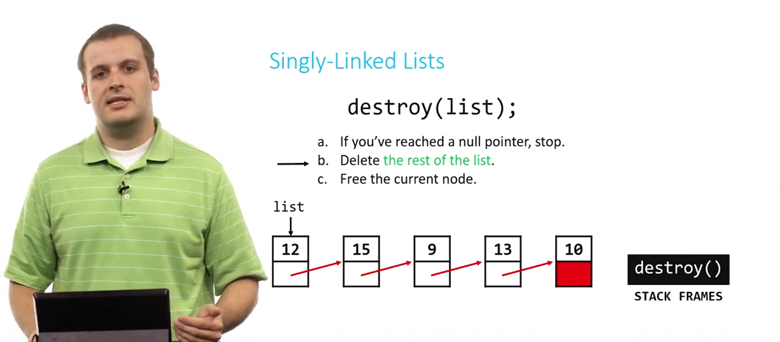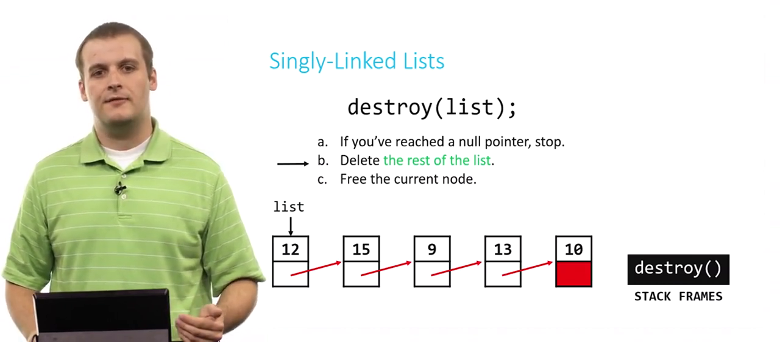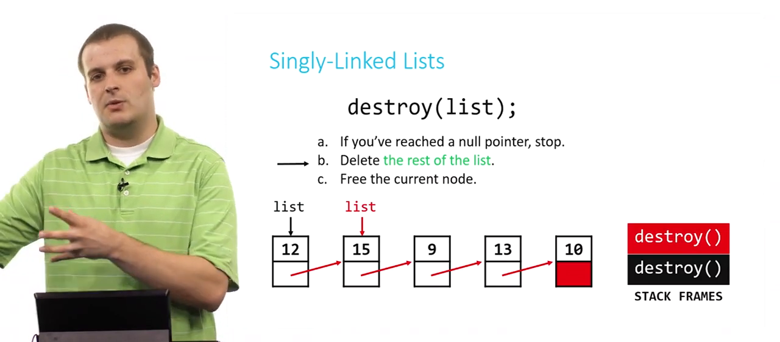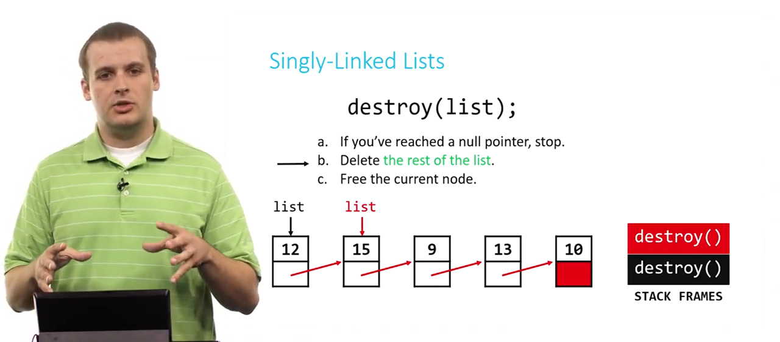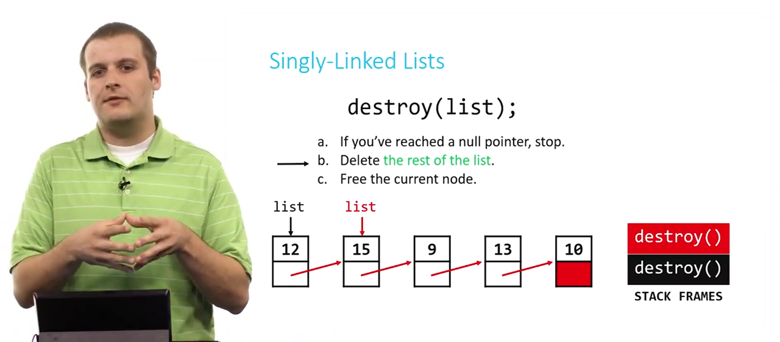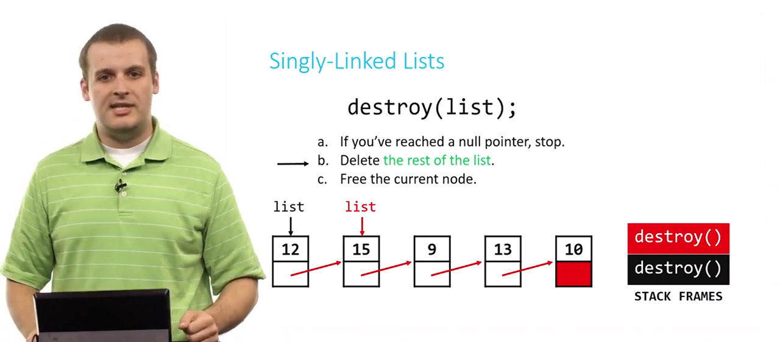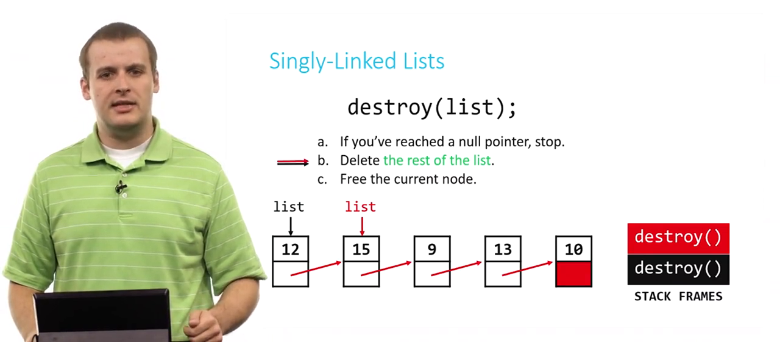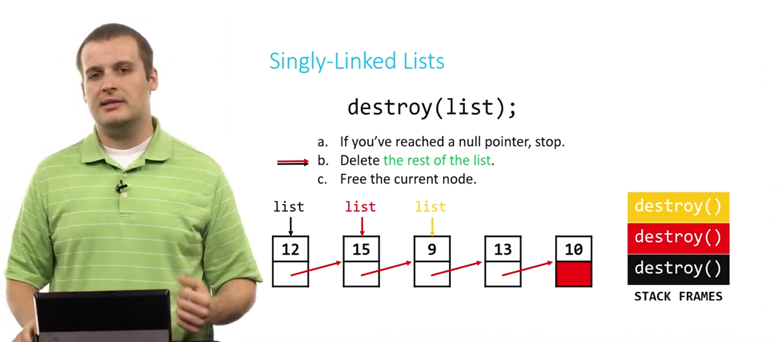Well, what does deleting the rest of the list involve? Well, it means making a call to destroy, saying that 15 is the beginning of the rest of the list we want to destroy. And so the call to destroy 12 is kind of on hold. It's frozen there, waiting for the call to destroy 15 to finish its job. Well, 15 is not a null pointer, and so it's going to say, all right, well, delete the rest of the list. The rest of the list starts at 9, and so we'll just wait until you delete all that stuff, then come back and delete me.